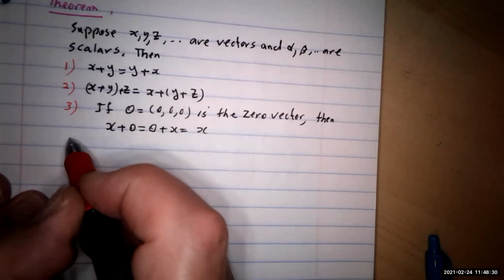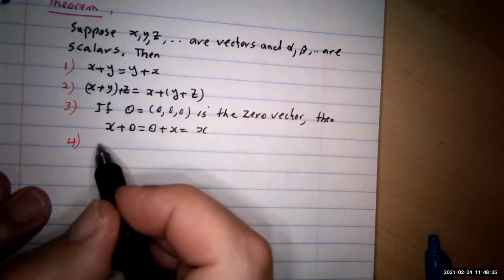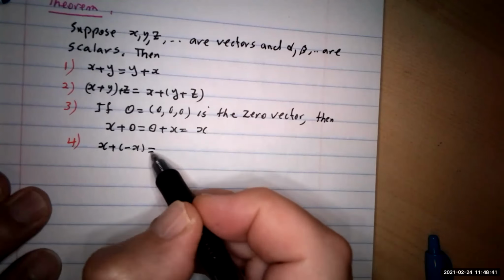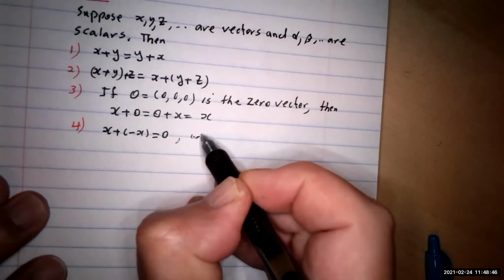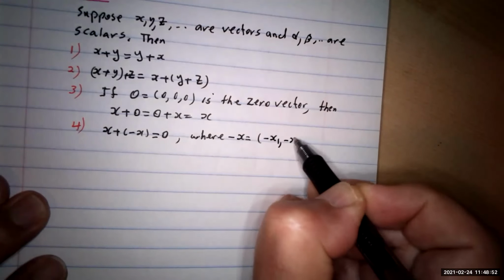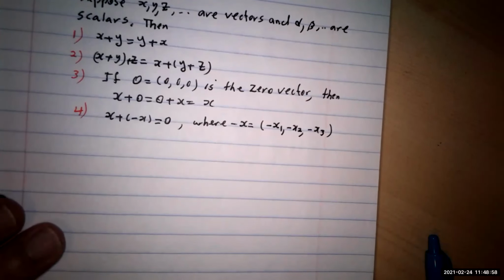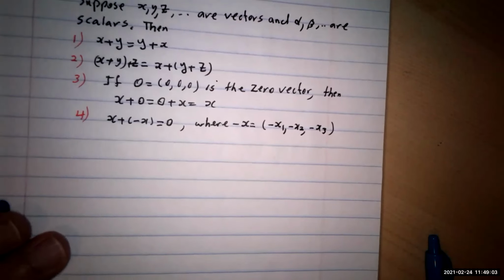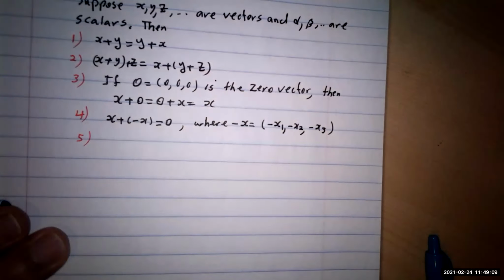Then for each vector, you can have the opposite of the vector. The opposite of the vector is going to be, x plus negative x is equal to 0. You know that negative x is just negative x1, negative x2, and negative x3. Okay, so these are all clear, but we just want to build up properties that we're going to use in the future.